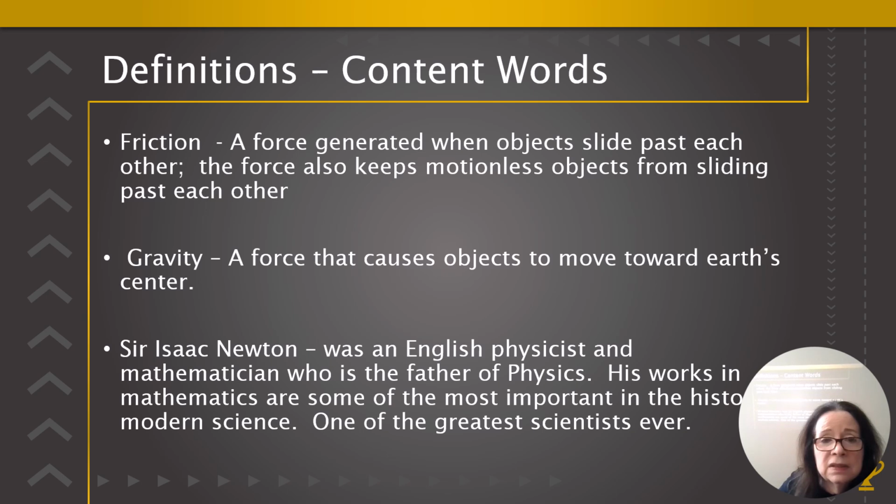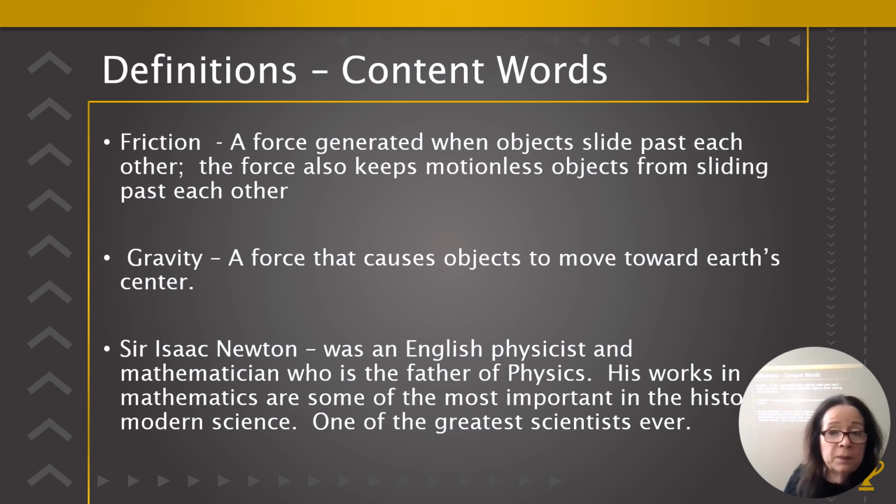The definitions in this section: friction is a force generated. Gravity means that a force causes objects to move toward the Earth's center. So anything that is above ground, if it's moved and suspended, is going to eventually fall back down to Earth. Friction is a force generated when objects slide past each other. The force also keeps motionless objects from sliding past each other. Gravity, again, is a force that causes objects to move toward the Earth's center.